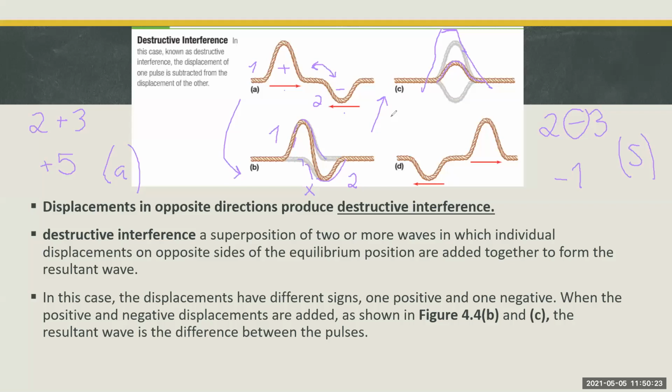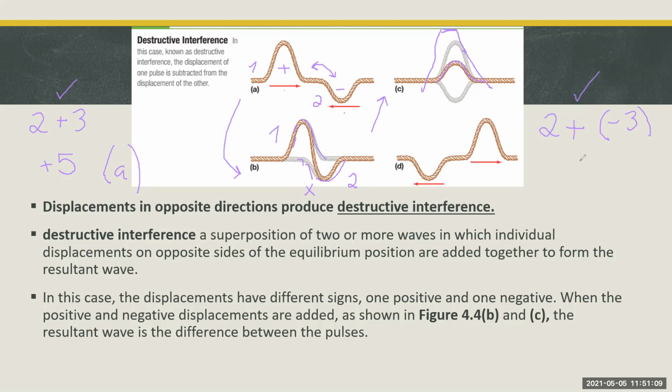So destructive interference is a superposition of two or more waves in which individual displacements that are on opposite sides of the equilibrium position are added together to form the resultant wave. Yes, they are added. Even though it looks like a subtraction, in the end, this is added. Like, for example, here in math, again, I can also write the same expression that I did before. I can say that I'm going to add negative 3 to this number 2. In the end, the two operations are addition.